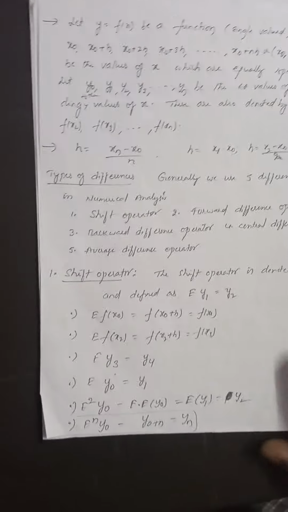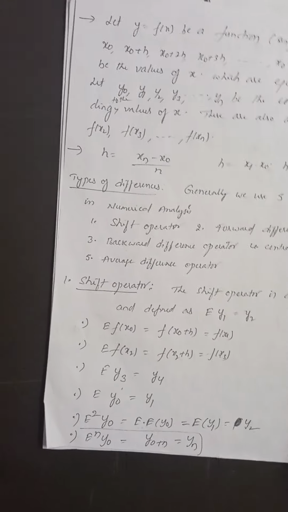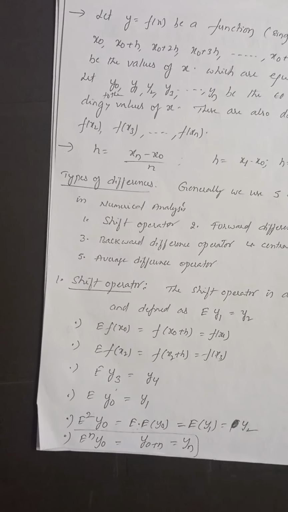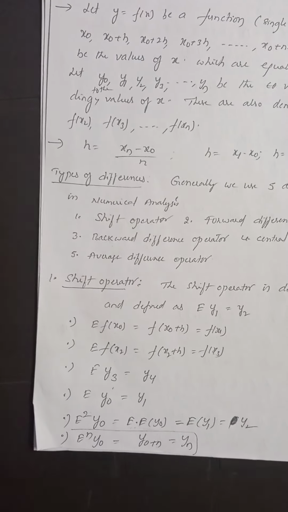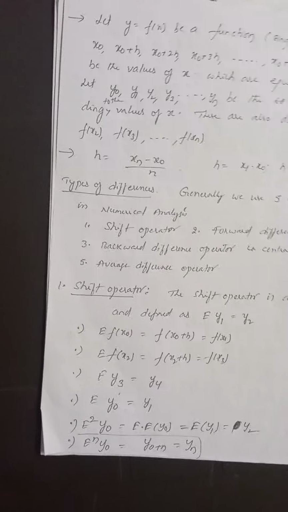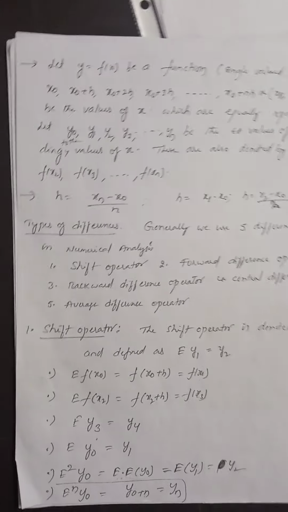Good morning, students. This is unit 2 extra last part, that is Newton's forward difference formula and Newton's backward difference formula. So two formulas are there, and the basic notes. Now let y is equal to f of x be a function.